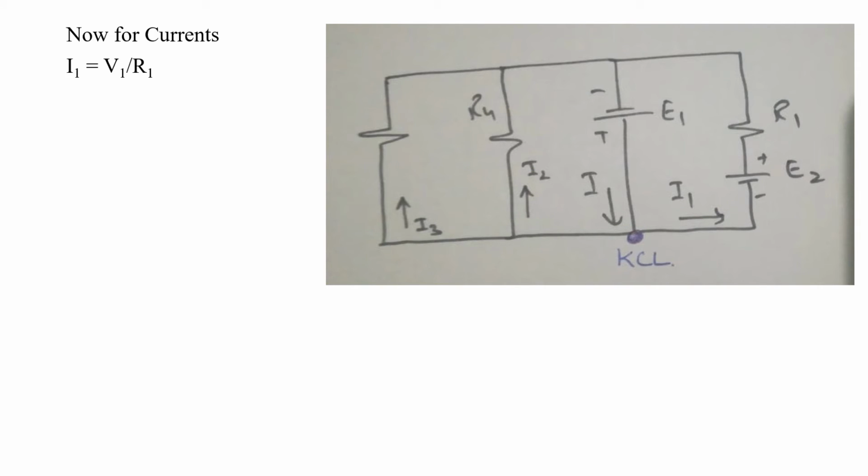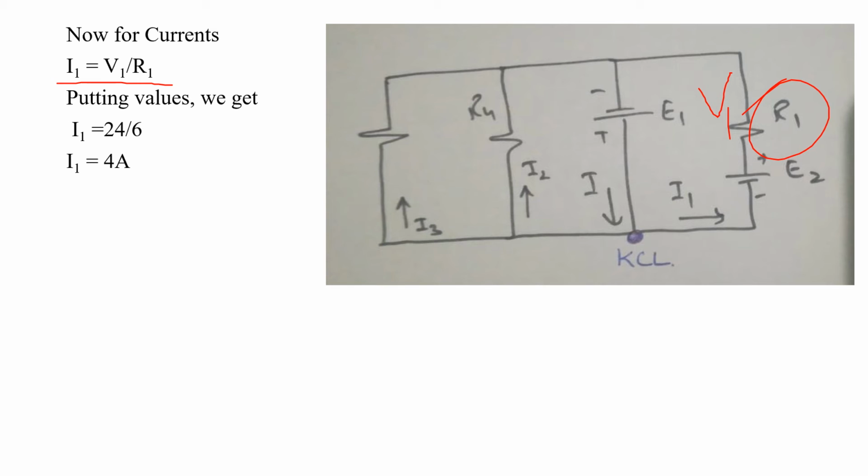First I1, we have the value of V1 here and R1 is a resistor, so we can find the value of I1 using Ohm's law. Substituting the value in this equation, we get I1 is equal to 24, the value of V1, divided by 6, the value of the resistor R1, and you will get the value of the first current I1 is equal to 4 amperes.